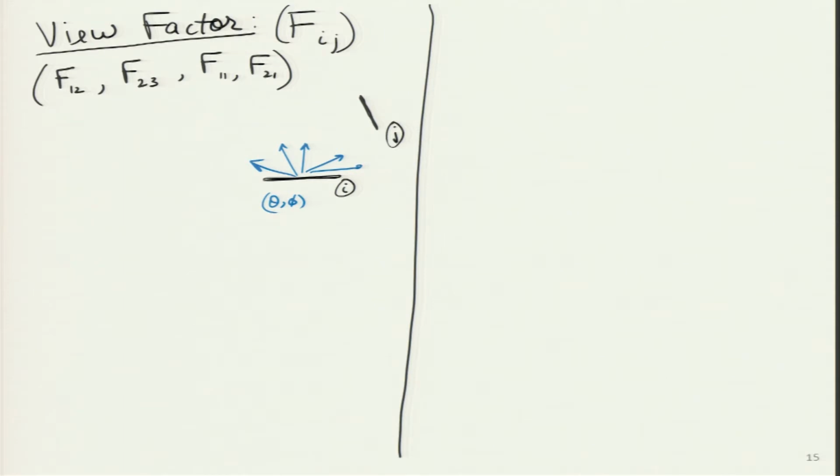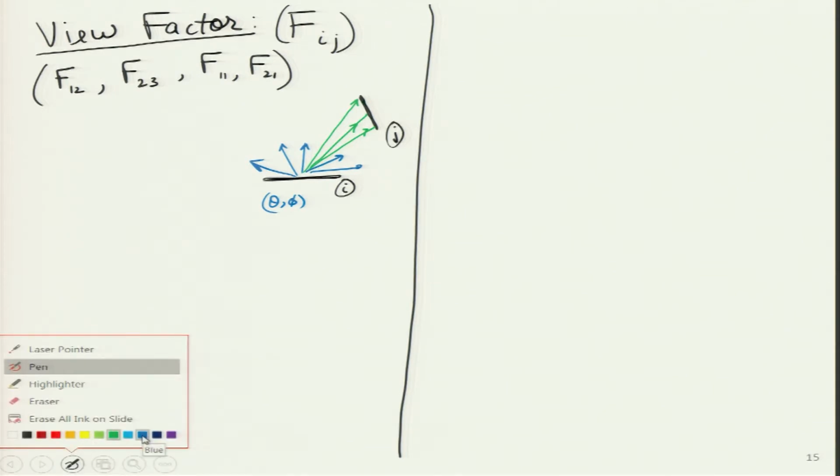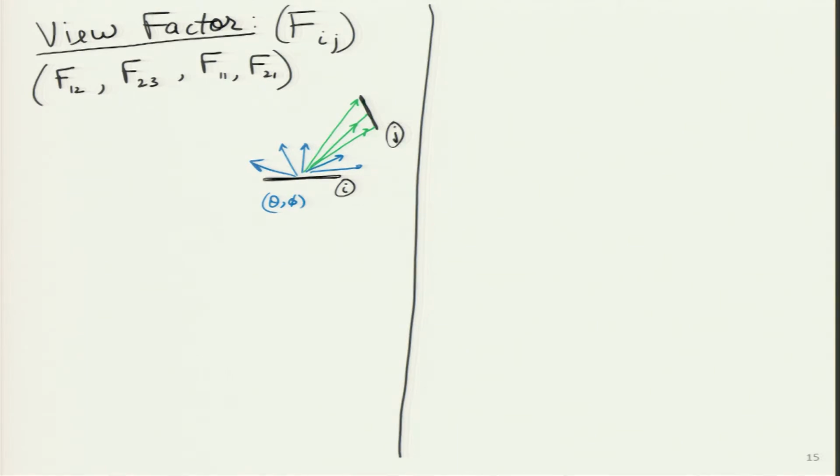What we are interested in is, out of all this blue radiation which is going out over here, how much of it is actually striking surface j, which means I want the ratio green divided by blue. How will I define it in mathematical terms? Simply, I am saying in this particular case F_ij is the ratio of the total radiation emitted by surface i, which will be in the denominator, and in the numerator we are interested in that radiation which leaves surface i and strikes surface j.